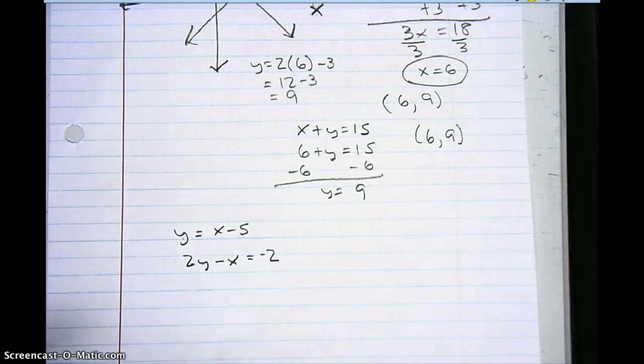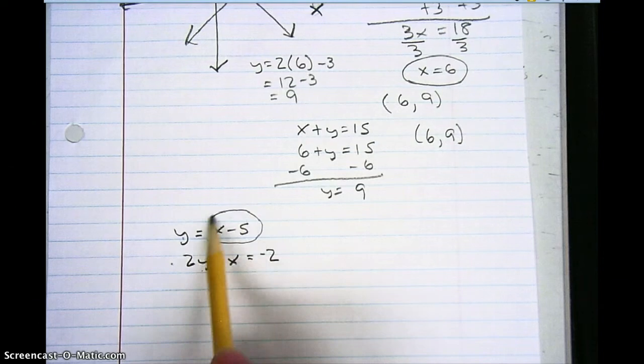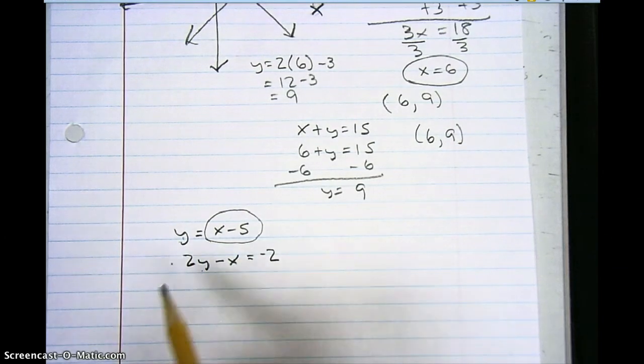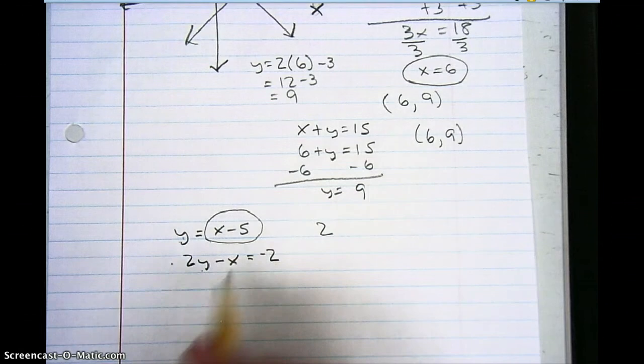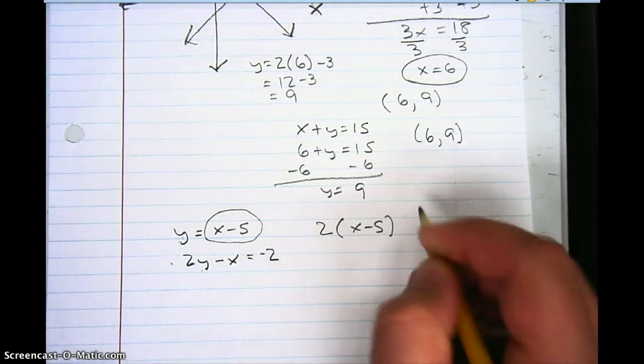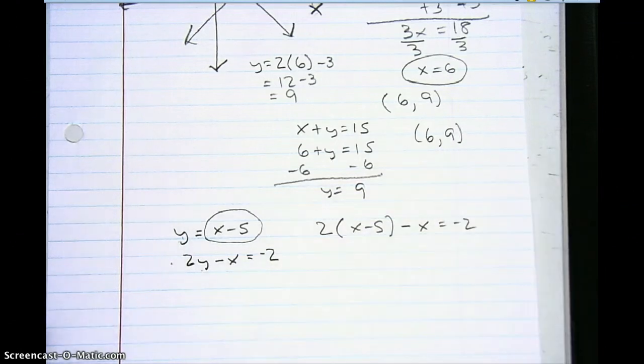So what I'm going to do is rewrite this equation, but instead of using y, I'm going to replace y with x minus 5. And I can do that because y is the same as x minus 5. So I'm going to write it as 2, but then instead of y, I'm going to put in parentheses x minus 5, minus x equals negative 2.